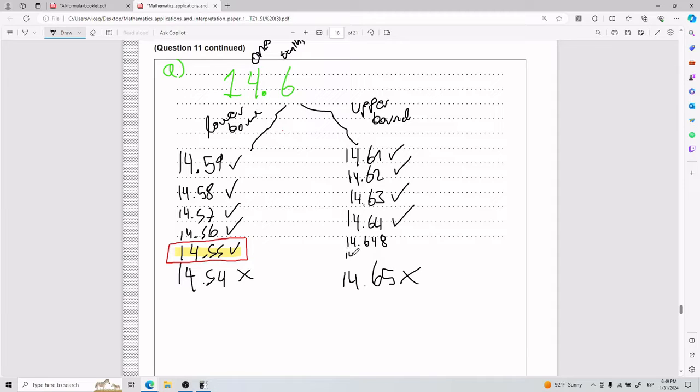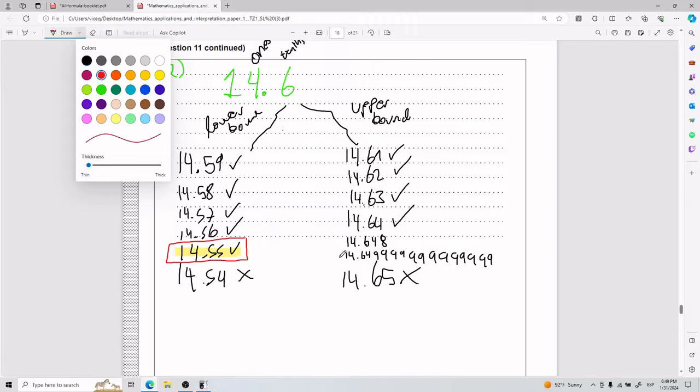What if you have 14.649? 14.649, you also round it down, see? And so what is the closest you can get to 14.65 and still round down? Well, you guessed it. It's going to be 14.64999999999999. How's my German? All right. So technically, this is the closest you can get and still round it down.